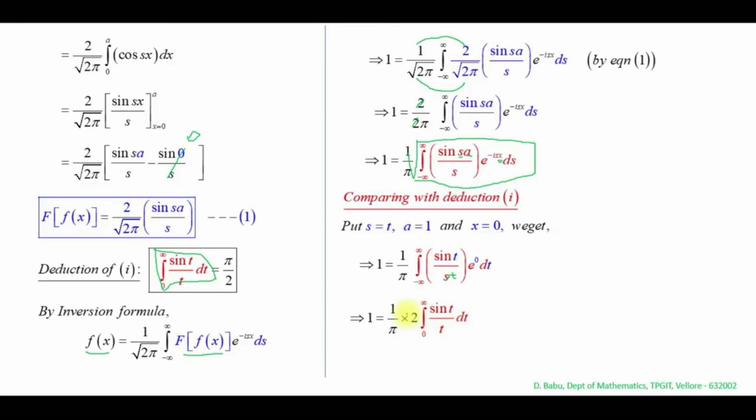So this implies this is 2 by pi. Bring this into the left hand side, we have the reciprocal, that is pi by 2. So this implies pi by 2 equal to 0 to infinity sin t by t dt. So this proves 1.